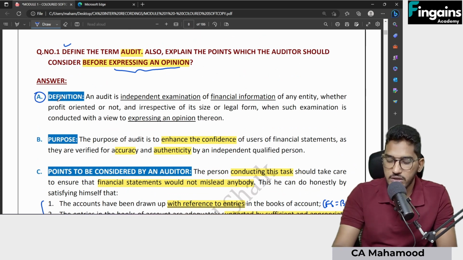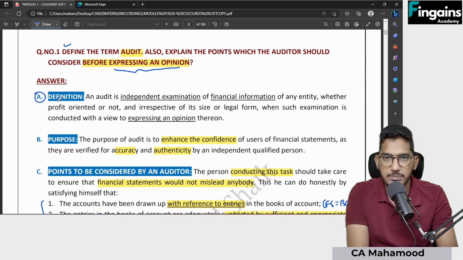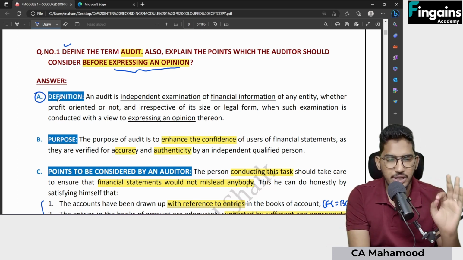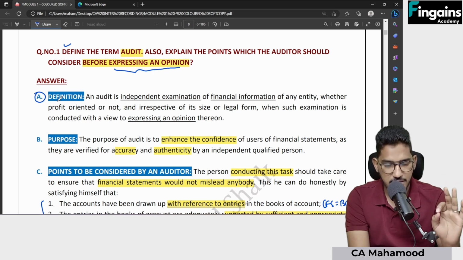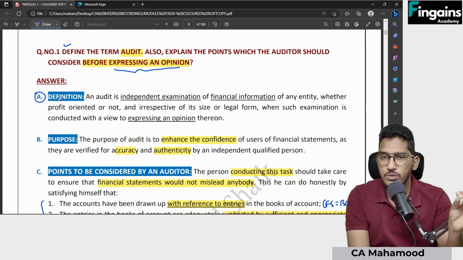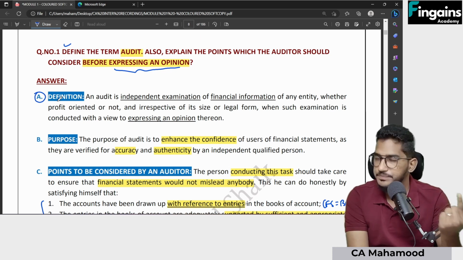So what have we understood in the question? Define the term audit, which we understood long ago in the previous chapter itself. We have understood the main purpose of the audit: to enhance the confidence of users of the financial statements. Then we have seen that the auditor's opinion is not a guarantee regarding 2 things. What are those 2 things? It is not a guarantee regarding future viability. It is also not a guarantee regarding efficiency and effectiveness of the management.